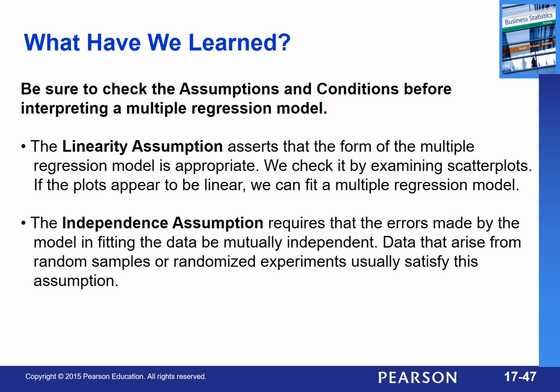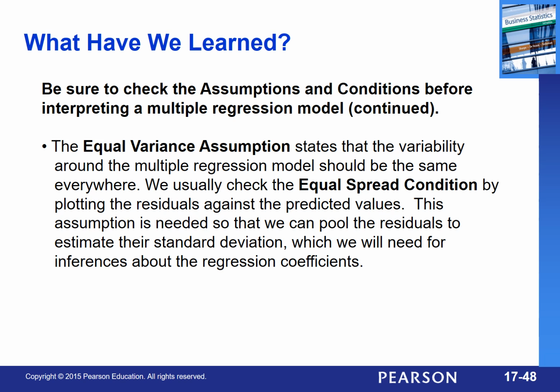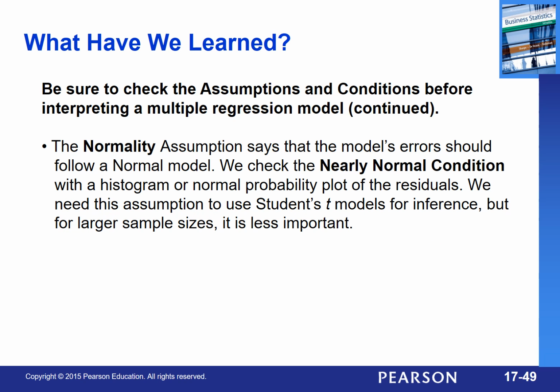I should make sure I check my assumptions and conditions. Linearity is super important. Independence is super important. Equal variance is super important. This one's important too. Check it. So is normality. Remember, we only need nearly normal. It doesn't have to be perfect. It just has to have some of the characteristics of the normal distribution.